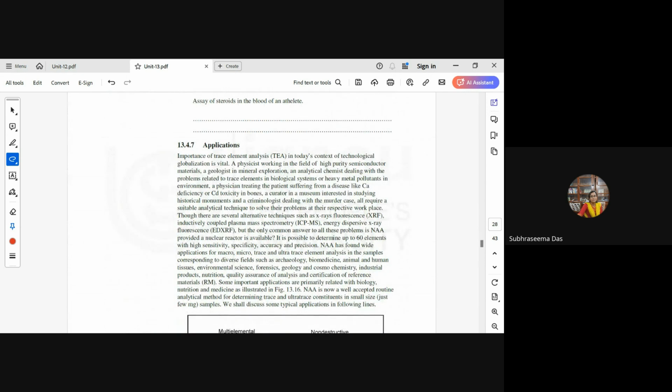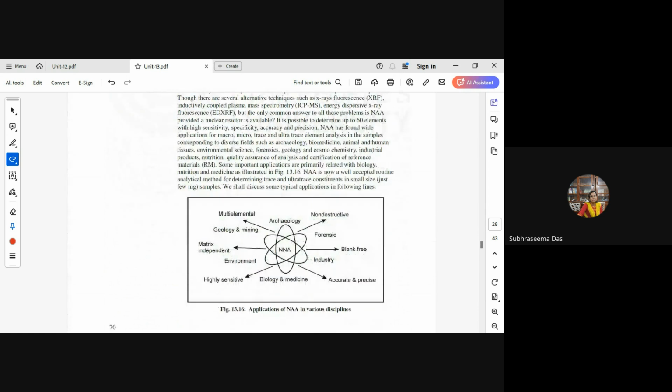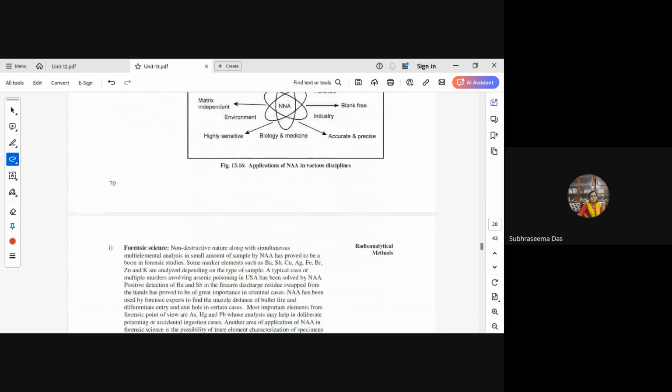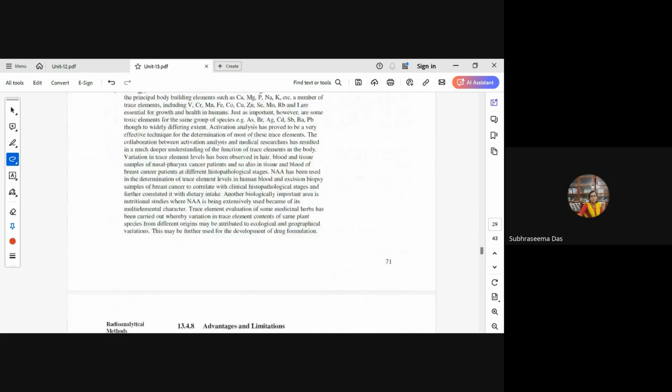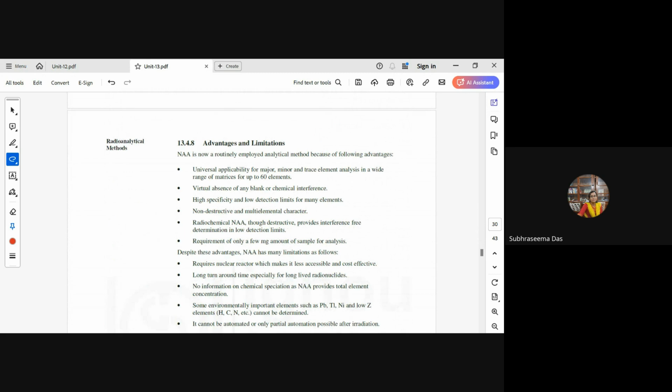Now the various applications of NAA are shown in this figure. It is used in geology, environmental applications, biological applications, forensic applications, and in the determination of trace elements in various other sectors. The advantage of NAA is that it is universally applicable for the determination of trace elements. It is devoid of any chemical interference. It is highly specific, and the low detection limits can be used for detection of many elements. It is non-destructive in nature.